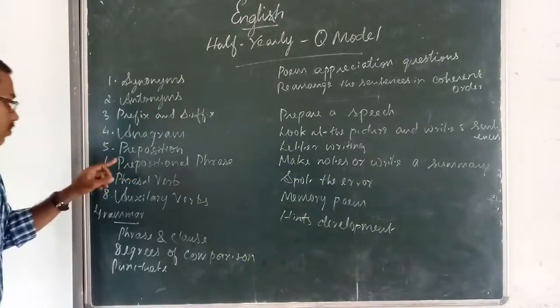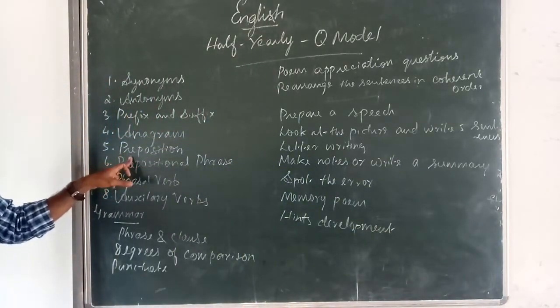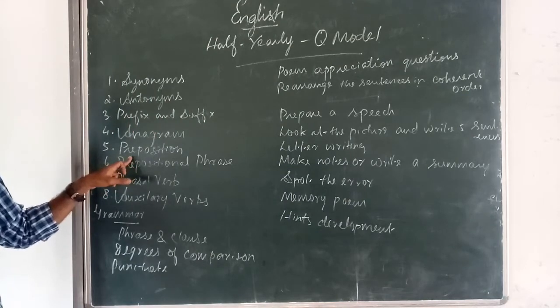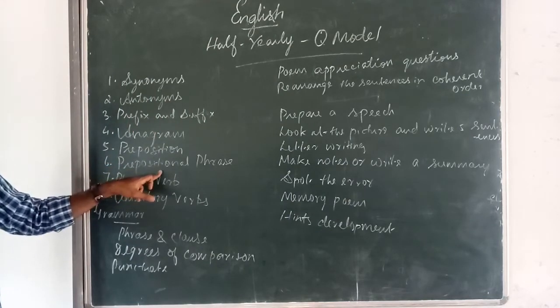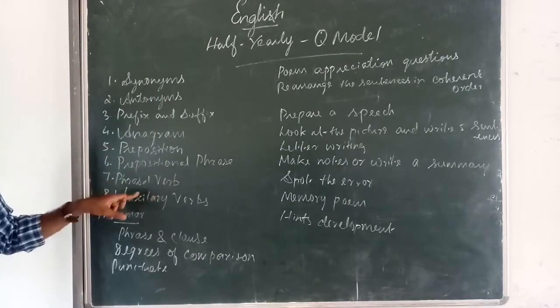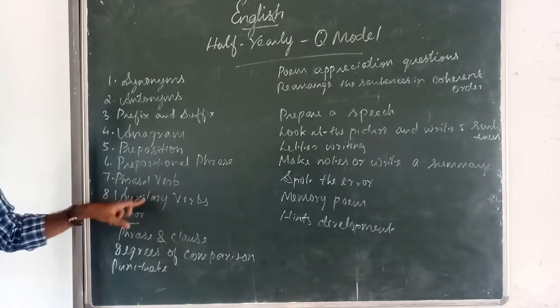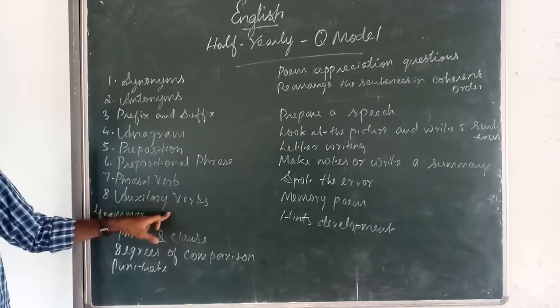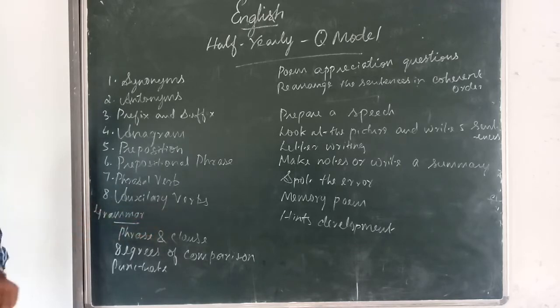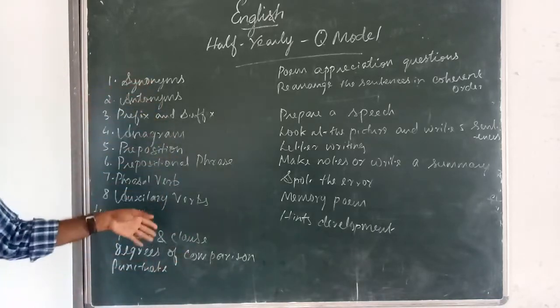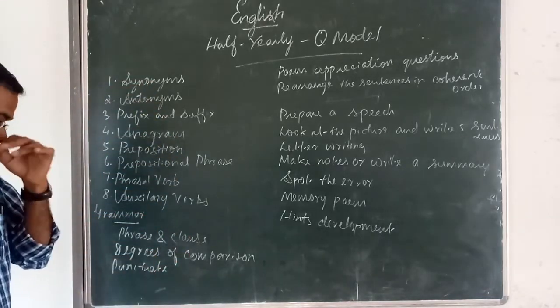Next one, preposition. We already studied prepositions. In the previous class I taught you about prepositional phrases, with a few examples on prepositional phrases and phrasal verbs. Go through that. Then auxiliary verbs also I taught you in the previous class. Go through that. These are the grammar parts for the first 14 questions.